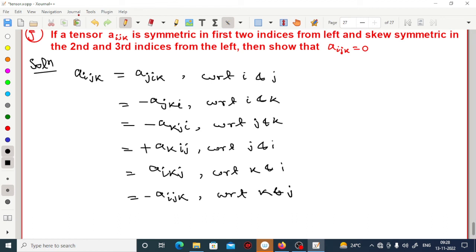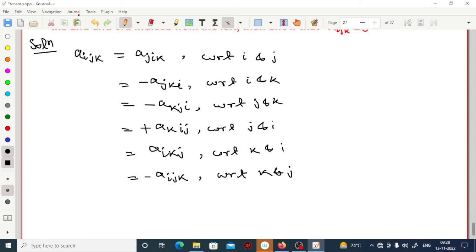So what did I do? I have taken the symmetric transformation 3 times, and the skew symmetric transformation 3 times. Nothing else. And you see what you get: Aijk is equal to negative of Aijk, so 2 times Aijk is equal to 0. So definitely your Aijk is equal to 0.